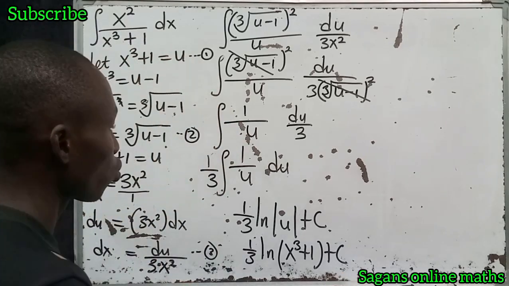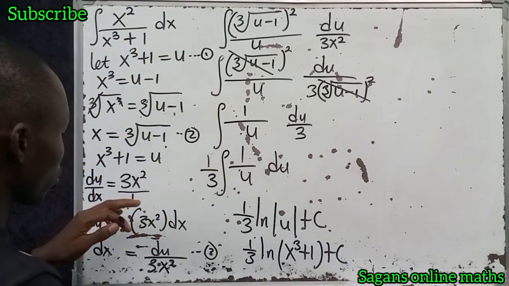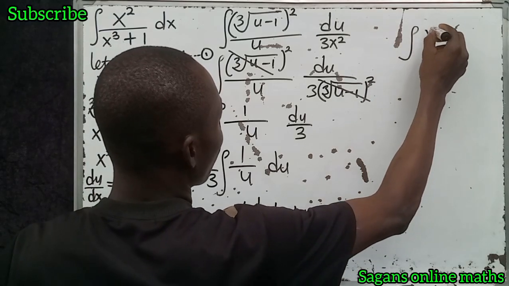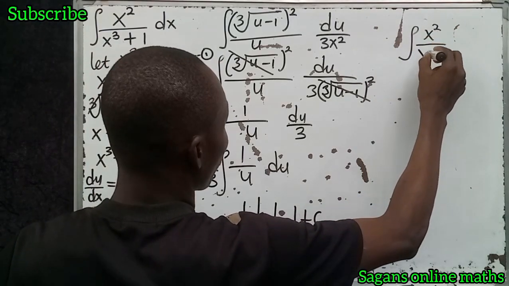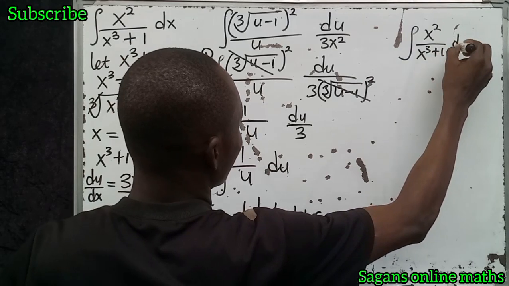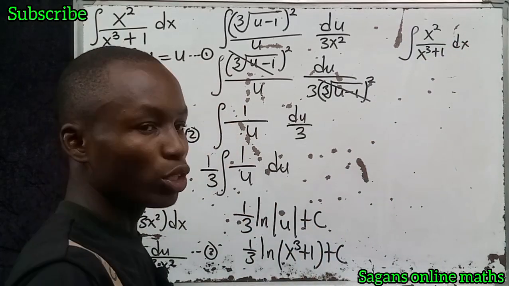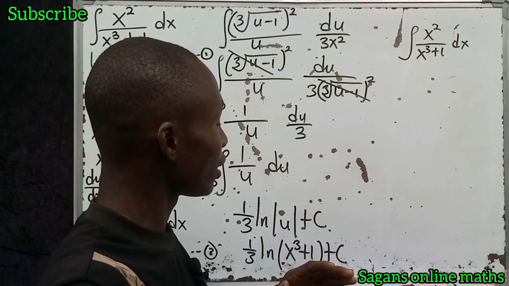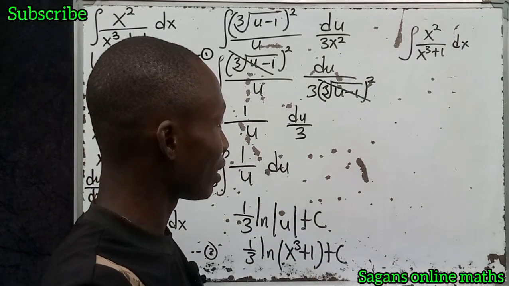Now, let me show you another short way of doing this without passing through a lot of stress. Let's go back to the question. The question is: the integral of s to the power of 2 divided by s to the power of 3 plus 1 dx. Now, let me show you something very interesting in this video. We're having the integral of s squared divided by s to the power of 3 plus 1 dx.